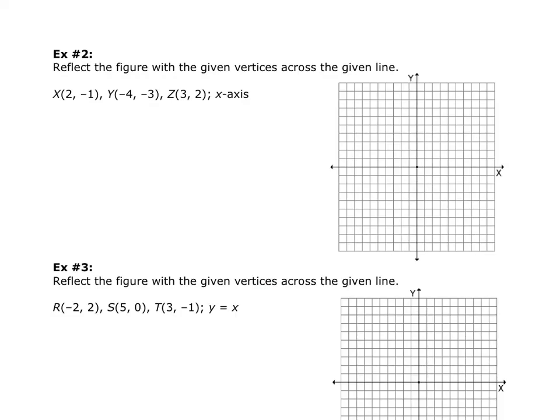All right, the first one, it says reflect the figure with the given vertices across the given line. And the given line is going to be the x-axis. So we are flipping over the x-axis. Remember, the x is this horizontal one. Okay, so we're flipping over that line.